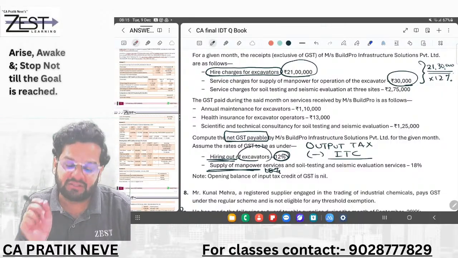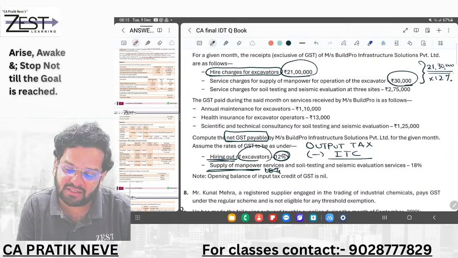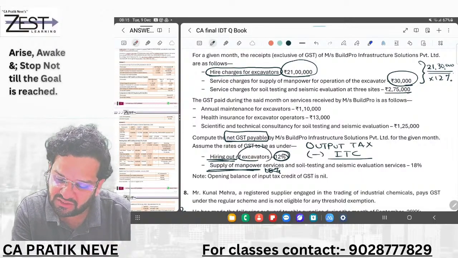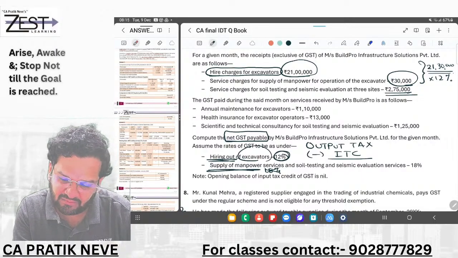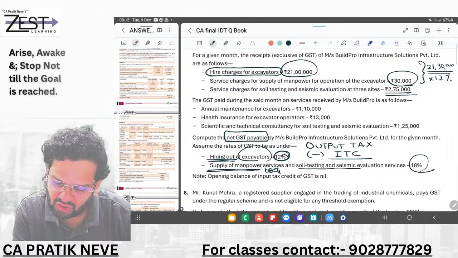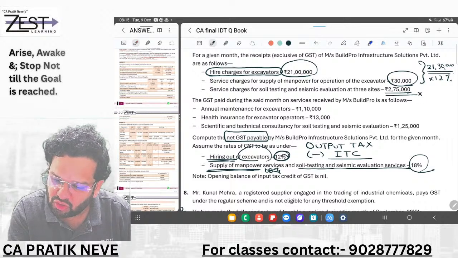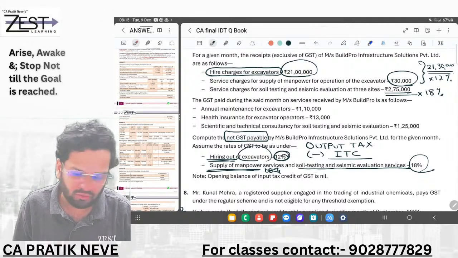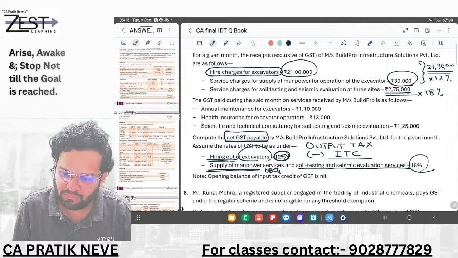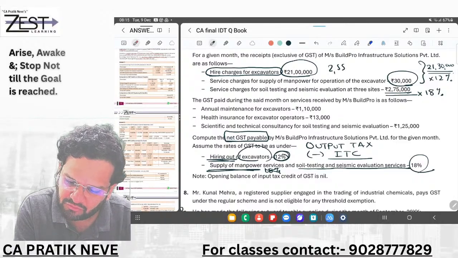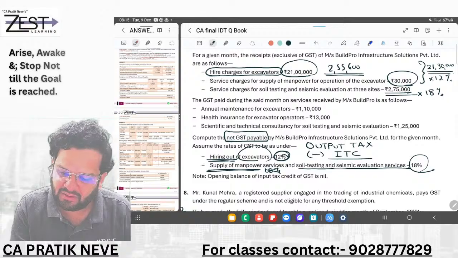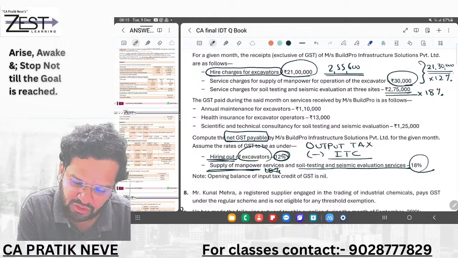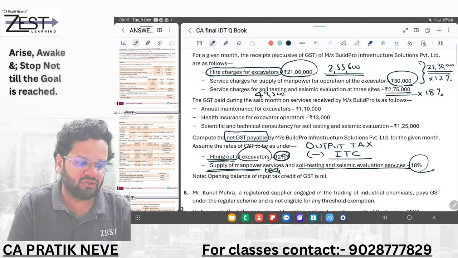And then service charges for soil testing and seismic evaluation at all three sites. This is a different service. On that, GST is at 18%. See, soil testing and seismic evaluation. So 2,75,000 into 18%. If you want, we can calculate also. First of all, 21 lakh 30,000 into 12%, 2,55,600. And in next case, 2,75,000 into 18%, 49,500. These are your output tax.